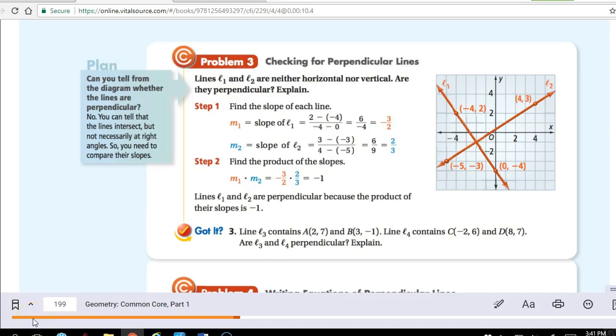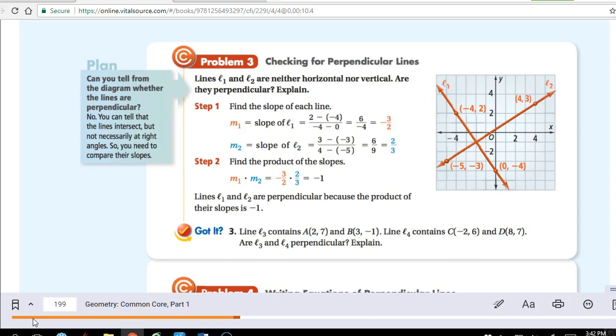Hello again. We are going to be looking at problem number 3, which is found on page 199 of your geometry textbook. This is also found in lesson 3-8, talking about the slopes of parallel and perpendicular lines. When we look at problem number 3, we're checking to see if these two lines are perpendicular or not.